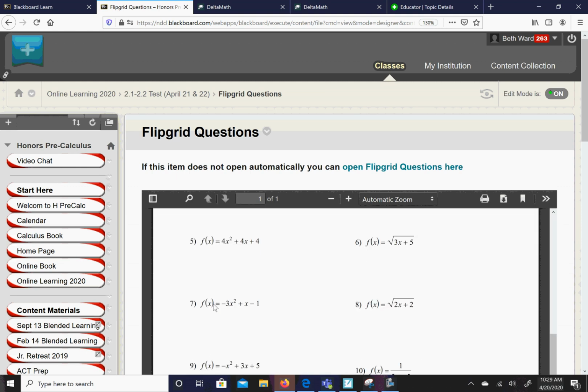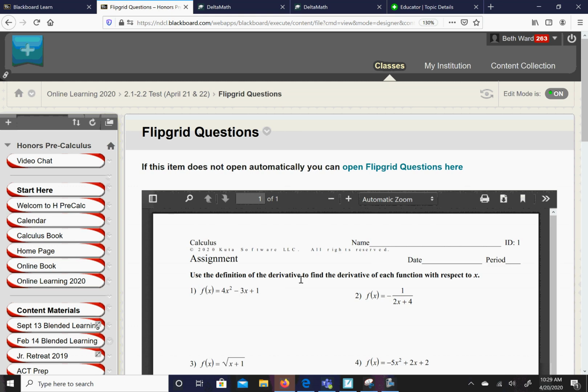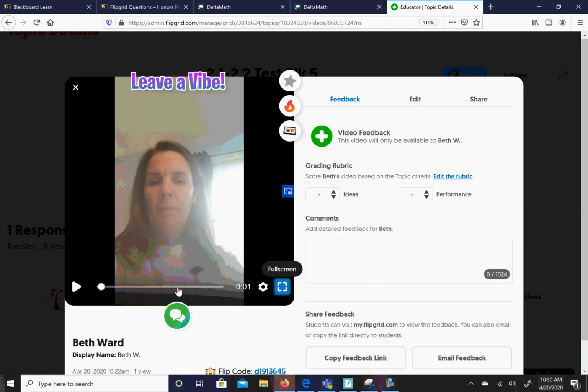which is right here. The directions say use the definition of derivatives to find the derivative of each function. This is using the definition, which means it's using the limit as delta x approaches 0 of f of x plus delta x. So just to be crystal clear on what we're doing, I made a Flipgrid, and I'm going to bore you and show it to you now. And this is what your Flipgrid should look like.